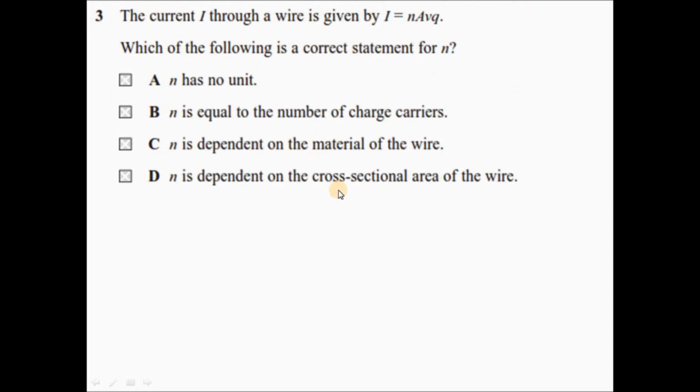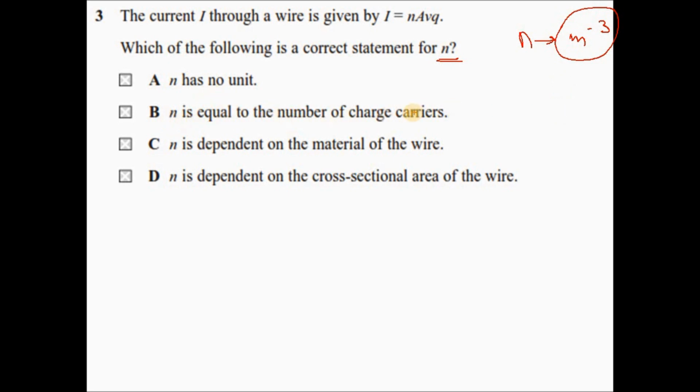Question 3. The current I through a wire is given by I is equal to nAvQ. Which of the following is the correct statement for n? N has no unit. It is a wrong statement because n has a unit. n is charge density, so n has a unit meter to the power minus 3, the number of electrons per unit volume. So statement A is wrong.